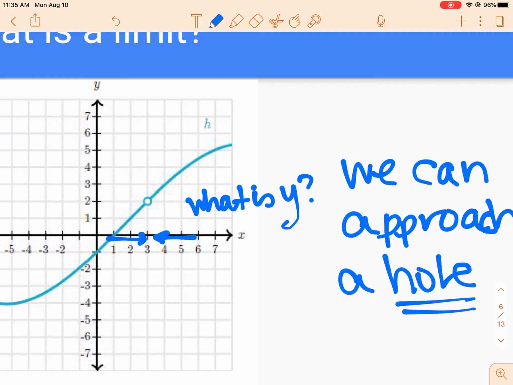So that's something to keep in mind. Just because there's no y value there does not mean that the limit doesn't exist. There are cases in which a limit won't exist. This is not one of those cases.